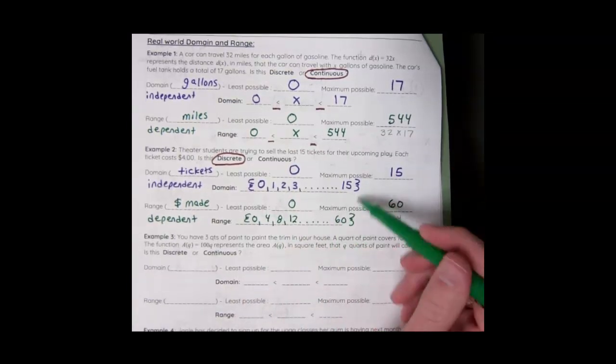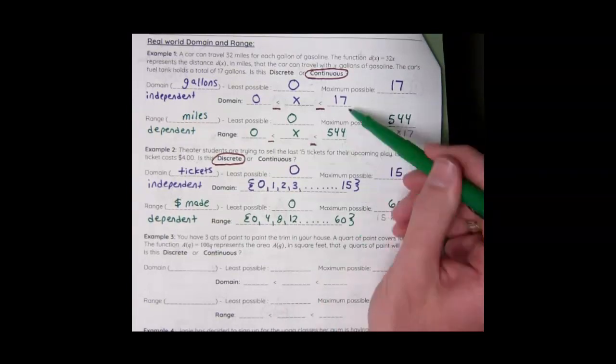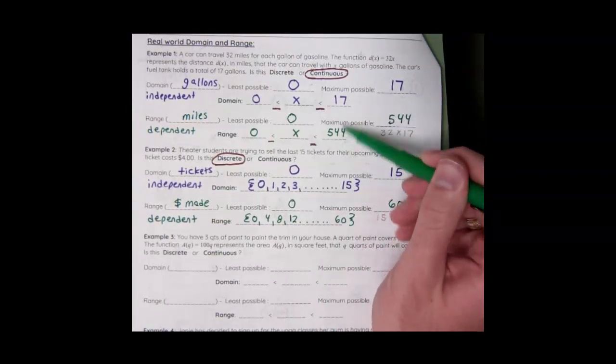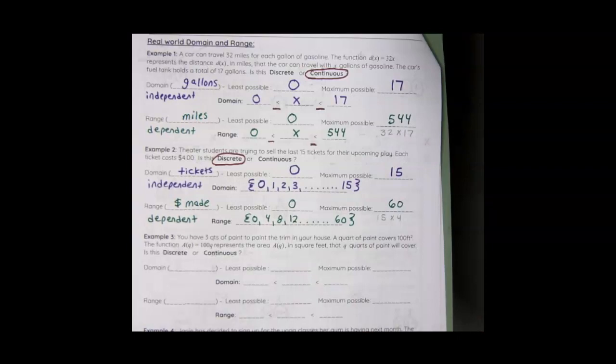Again, this is what discrete domain and range looks like. This is what continuous domain and range looks like. Looks a little bit different. Okay? Now, example 3. Let's tackle example 3.